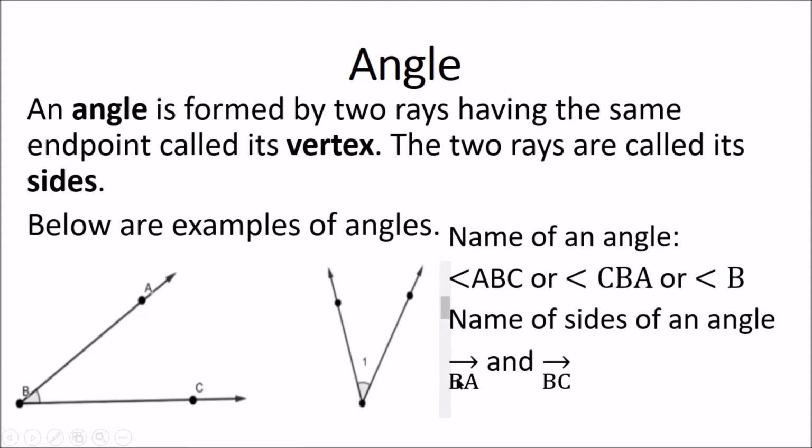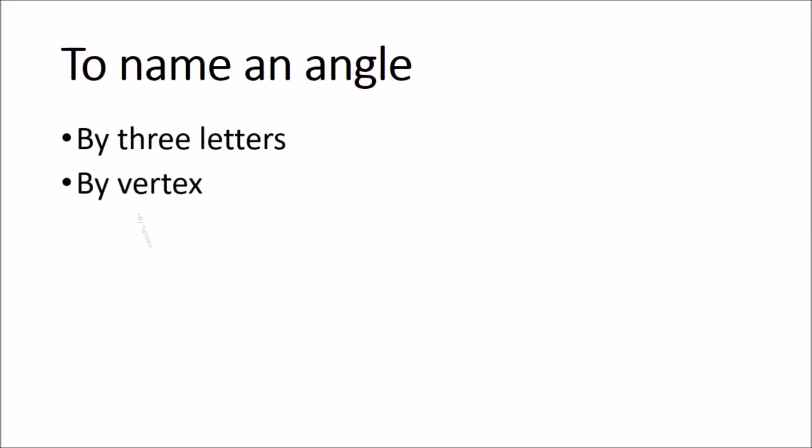So we start from the endpoint. The endpoint is point B, and their common endpoint is point B. Even if the given is only the rays, we can determine the vertex and we can name what angle it is. And the common vertex is point B. Okay, to name an angle, we name it by 3 letters, by vertex, and by number.